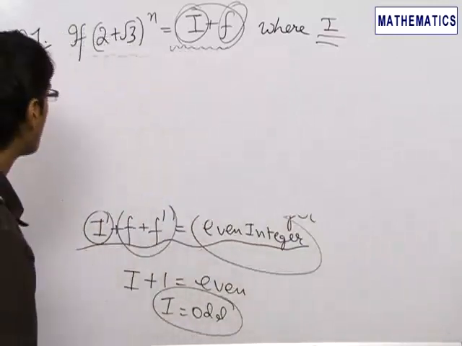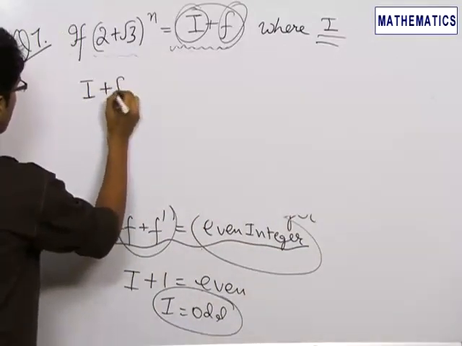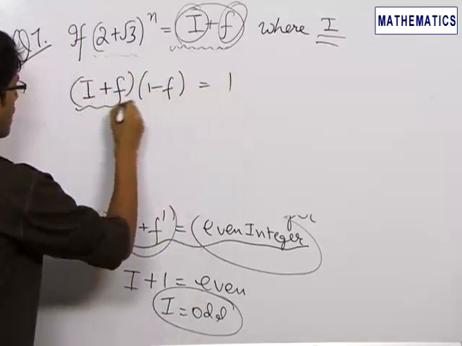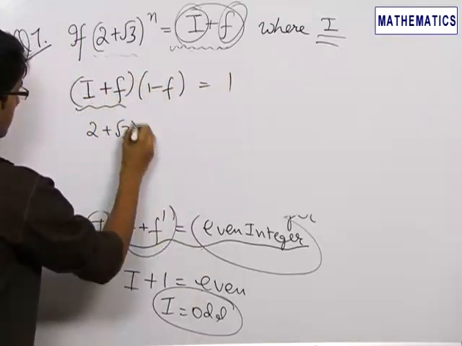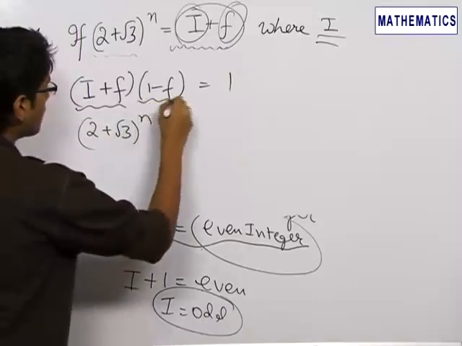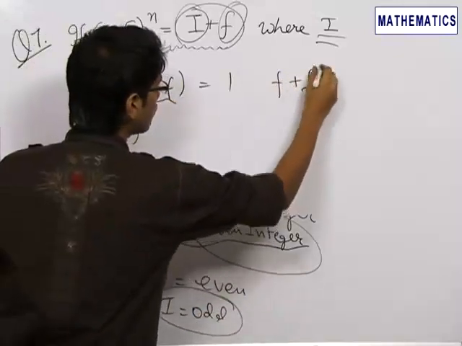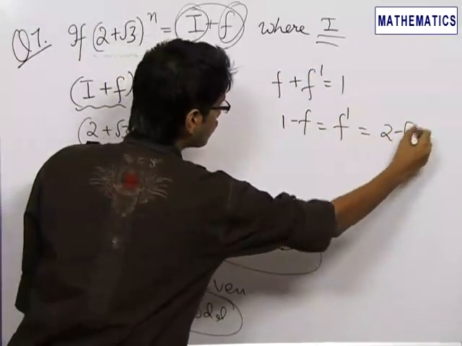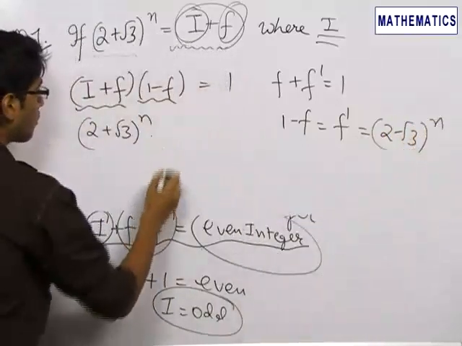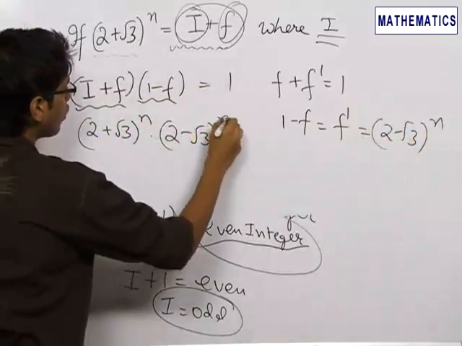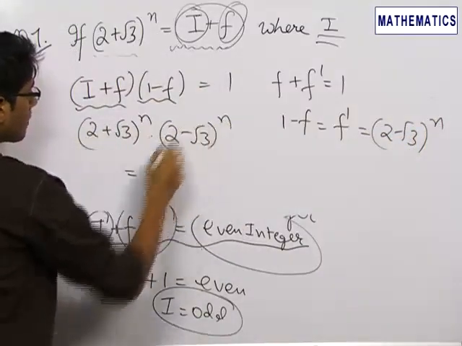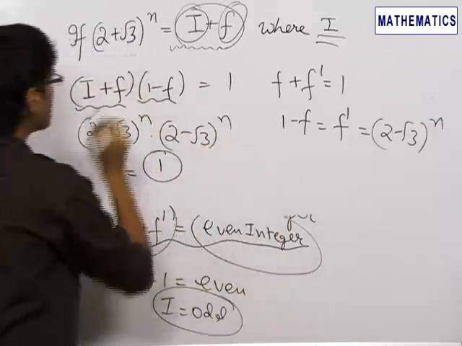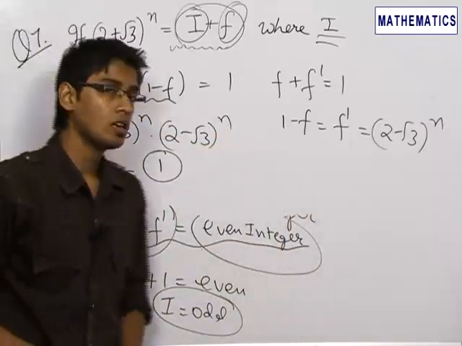Now the second part of the problem demanded that we prove (I + f)(1 - f) = 1. Now I + f is (2 + √3)^n, and 1 - f is, we know f + f' is equal to 1, so 1 - f is f', which we assumed to be (2 - √3)^n. So putting the value (2 - √3)^n, we get (a + b)(a - b) is a² - b², 4 - 3 is 1. So we have proved (I + f)(1 - f) = 1, which is our final answer.